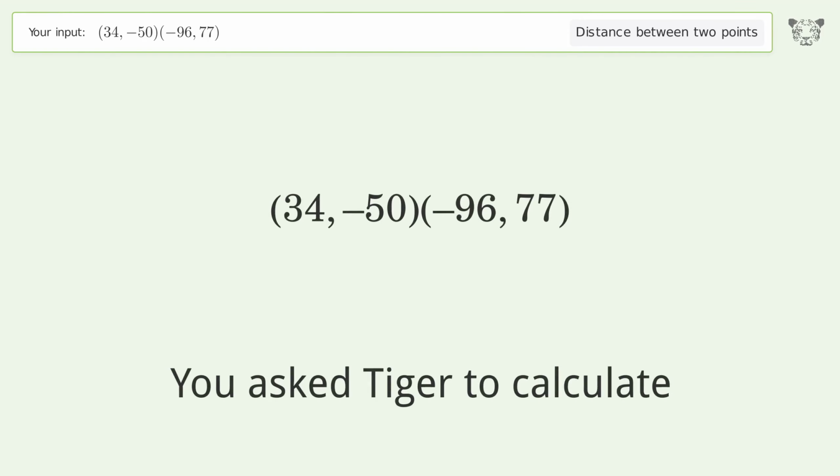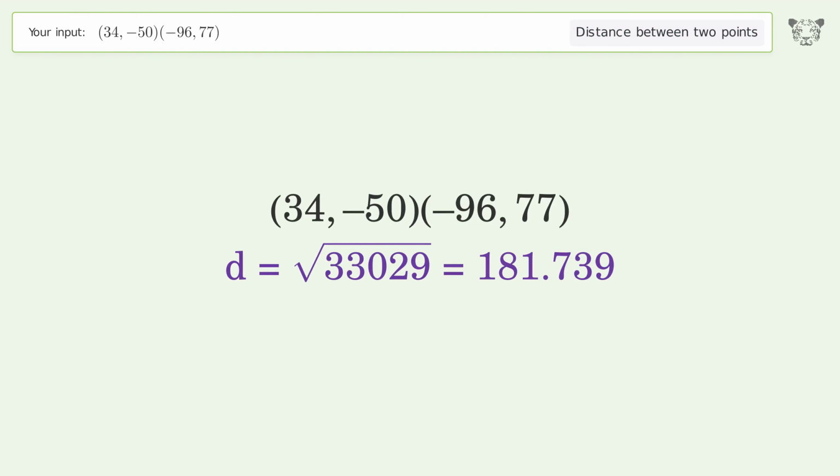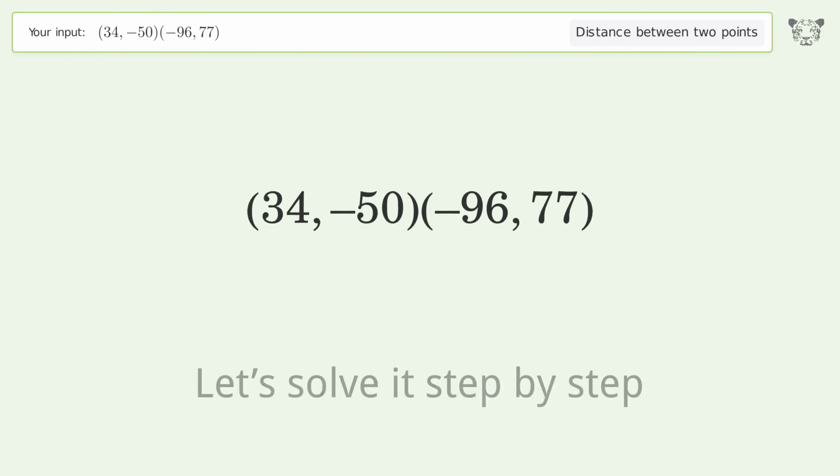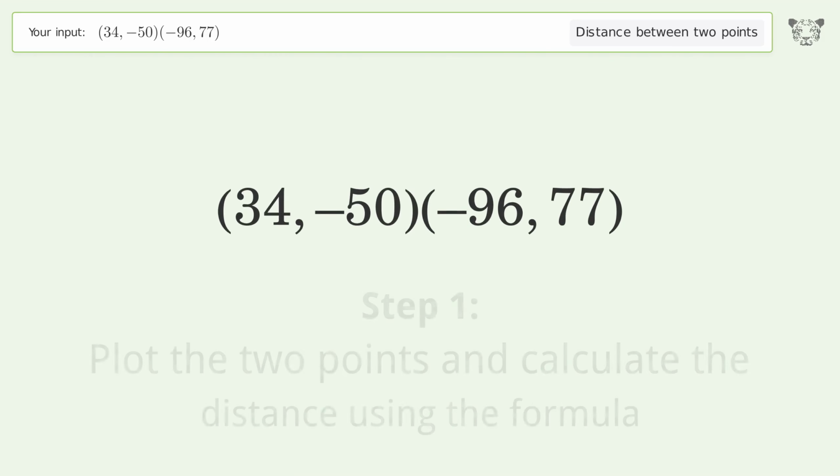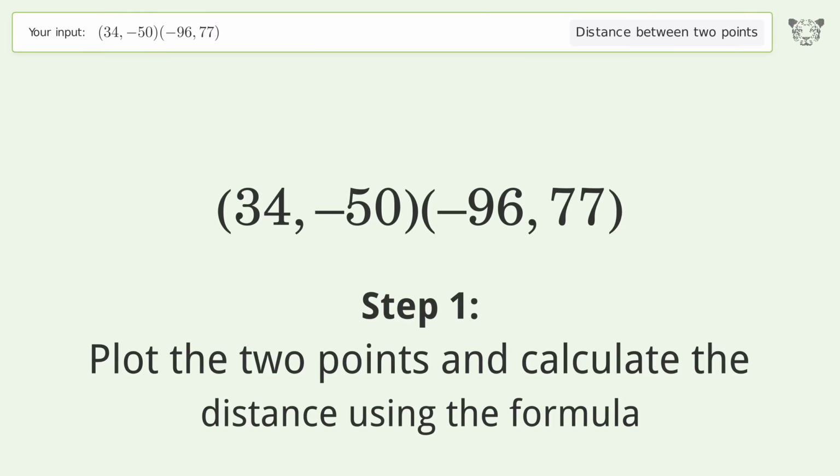You ask Tiger to calculate. This deals with the distance between 2 points. The distance between the 2 points is the square root of 33,029 or 181.739. Let's solve it step by step. Plot the 2 points and calculate the distance using the formula.